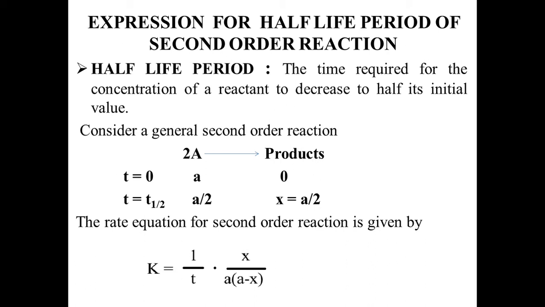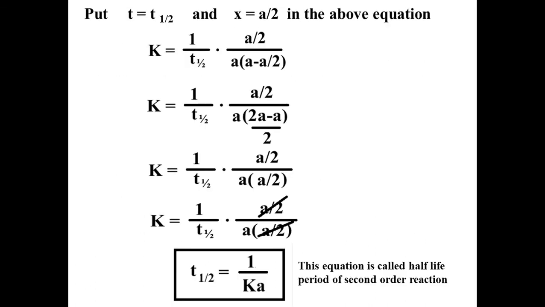Then the rate equation for second order reaction is given by k is equal to 1 by t into x divided by a into a minus x. Put t is equal to t half and x is equal to a by 2 in the above equation. k is equal to 1 by t half into a by 2 divided by a into a minus a by 2. Next, here 2 is taken as LCM. Then what happens in the equation? k is equal to 1 by t half into a by 2 divided by a into 2a minus a divided by 2.